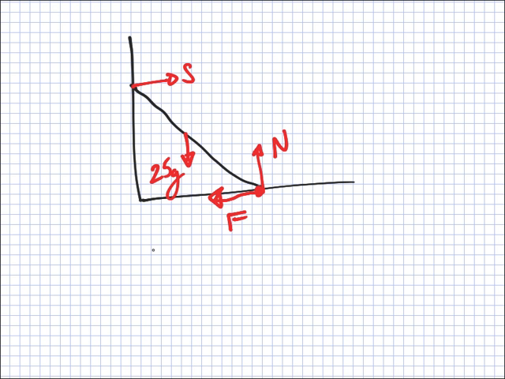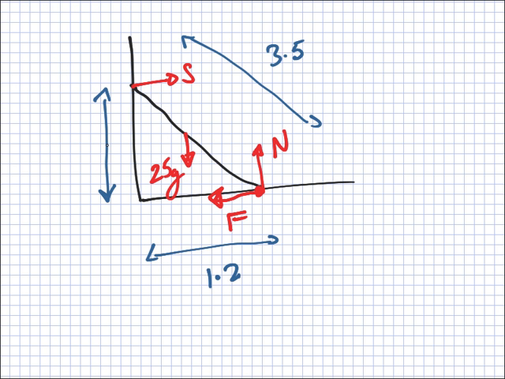Oh, and this distance here is 1.2. This distance here is, they say, 3.5. This distance here you can get from Pythagoras if you do square root 3.5 squared minus 1.2 squared. What's that, please? 3.29 meters. Okay? Right.